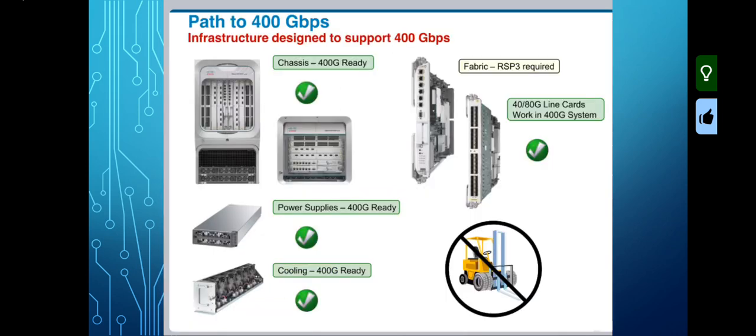The future of the SR 9K is that it will be supporting a 400 Gbps speed line card, a 4 x 100G line card, and a 400G system. So to support 400G, you need to have the corresponding power supply and fan trays.